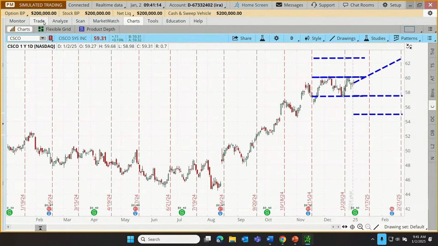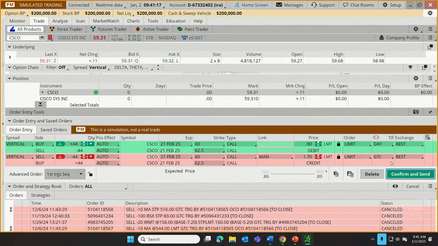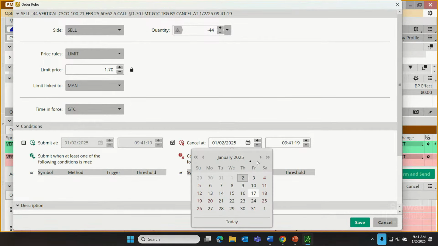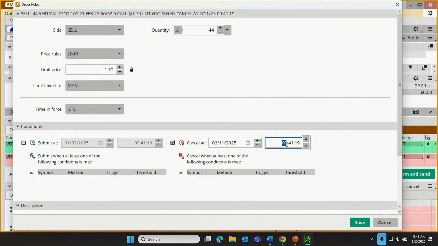Okay. So back here to our trade tab. Let's click on that little gear. Let's cancel this order if it hasn't filled on February 11th, the day before, and I'll set this pretty close to market close. Let's just set it for local time around 1 o'clock. Not 1 o'clock. We have to do this in sort of military time, 13 o'clock.